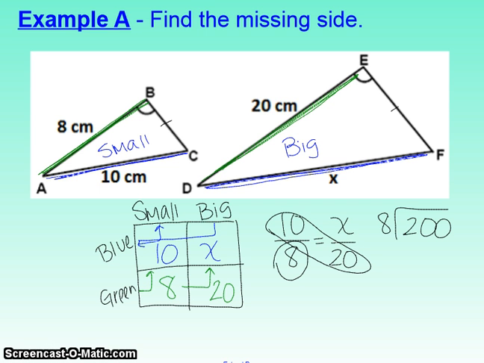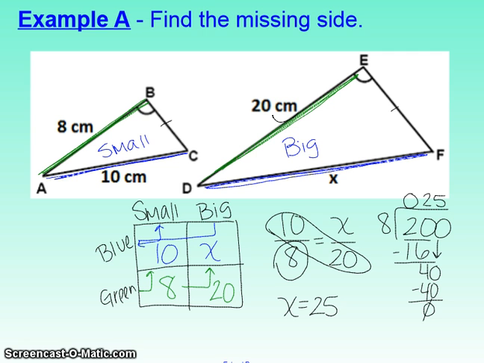I know that 8 goes into 2 0 times. I know that 8 goes into 20 2 times. And 20 minus 16 gives me 4. Bring down your 0. 8 goes into 40 5 times. And that leaves me with no remainder. So I know that x is equal to 25. And don't forget your units. I'm using centimeters, so it's 25 centimeters. And that's your answer.